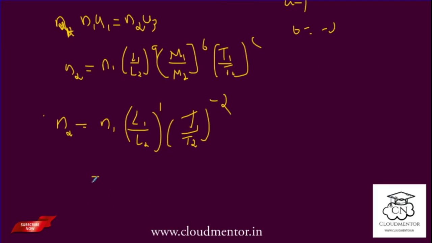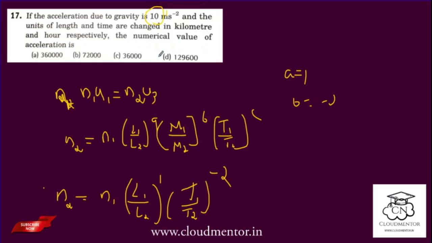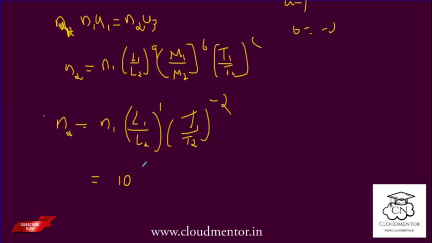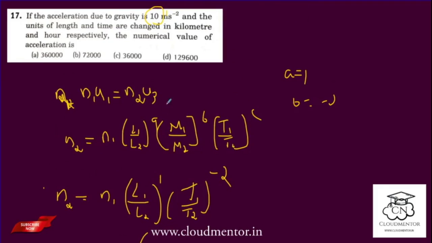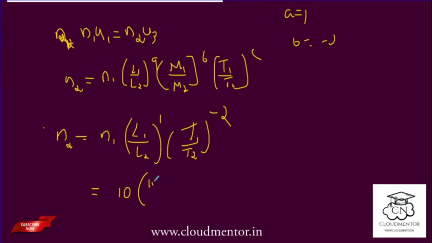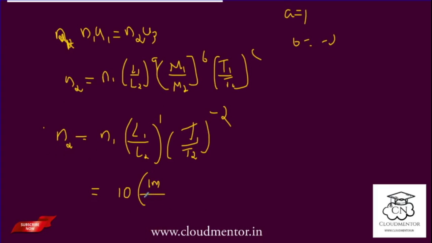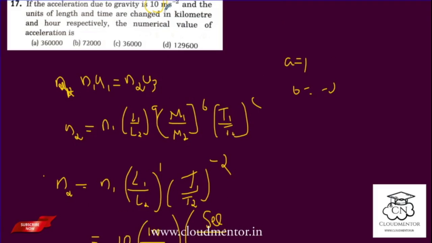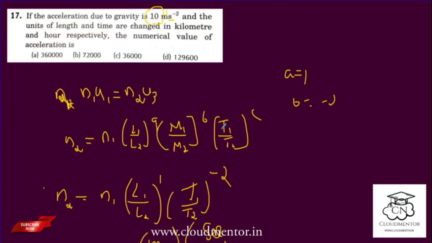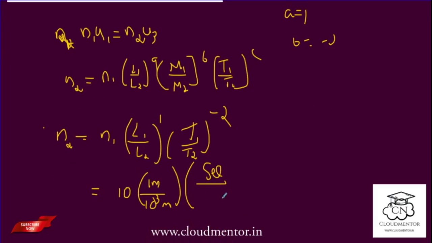So we can apply it. n1 is 10 here, this is the numerical value, and L1 will be equal to 1 meter, and L2 is kilometer. 1 kilometer in meter is 10 raised to 3 meter. And the time in the first unit is second, and for the hour, 1 hour is 3600 seconds, and that raised to minus 2.